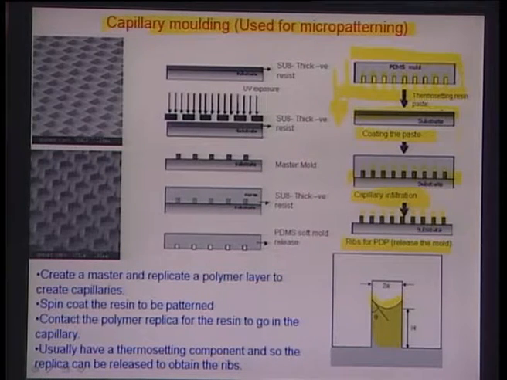So, these are some of the features and structures which are generated by this process, cited from various illustrations. The overall process steps are that you create a master and replicate a polymer layer to create micro capillaries, spin coat the resist to be patterned, contact the polymer replica for the resin to go in the capillary, with some limitations and restrictions like these kind of abnormalities. They usually have a thermosetting component, and so the replica can be released to obtain the ribs which are thermally set.